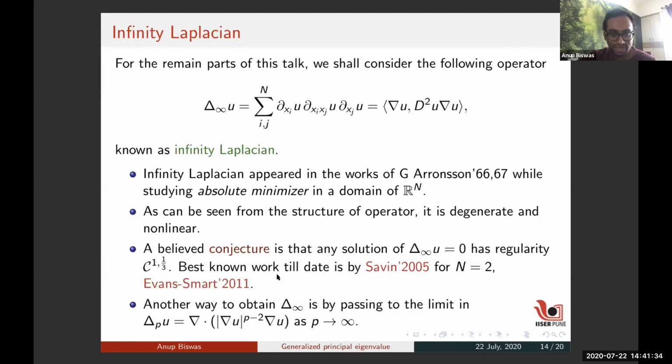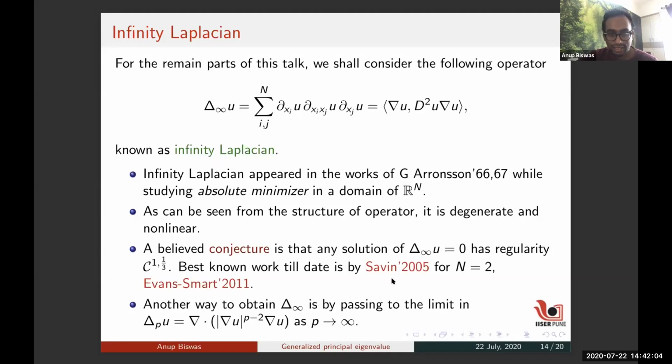And there is a famous conjecture, which is still open, that if you take an infinity harmonic function, it has regularity C^{1,1/3}. So in general, this is the best regularity you can expect. In fact, there is an example that has regularity C^{1,1/3}, so you cannot expect better than this. The function is x^{4/3} minus y^{4/3}, and you can show that it solves this equation in the viscosity sense.